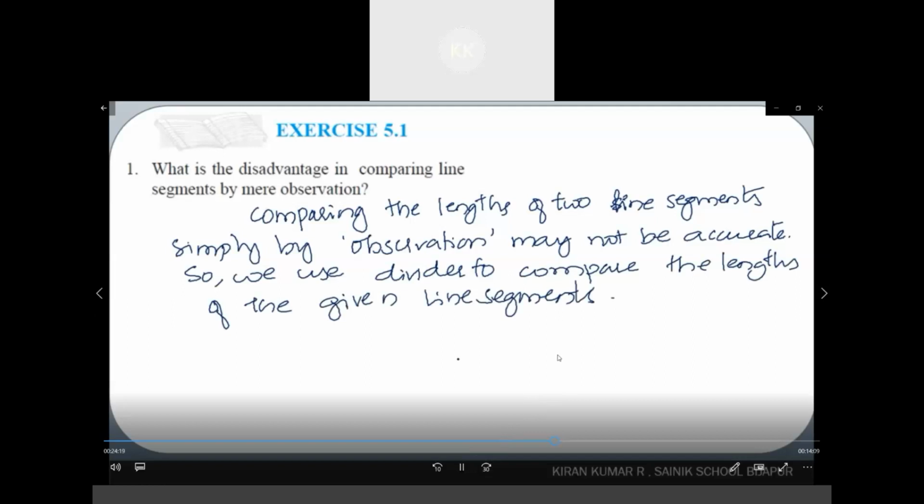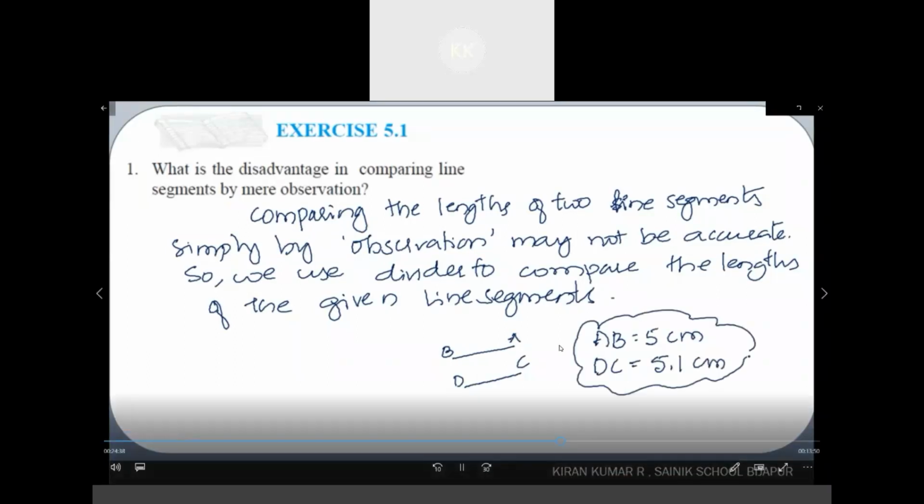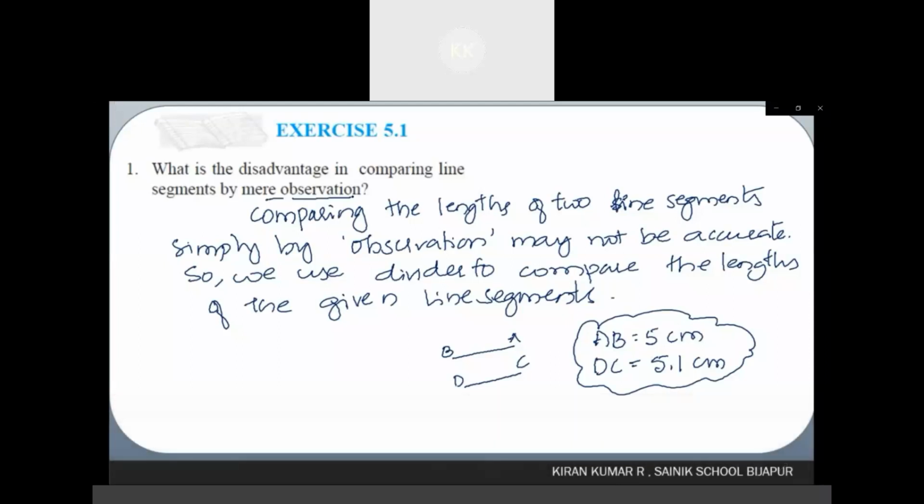Suppose you have one line segment, say AB, and another line segment, say CD. If AB is 5 centimeters and DC is 5.1 centimeters, just by observation we will not be able to say which one is greater. So yes, that is the disadvantage of just observing: comparison by mere observation is not correct.